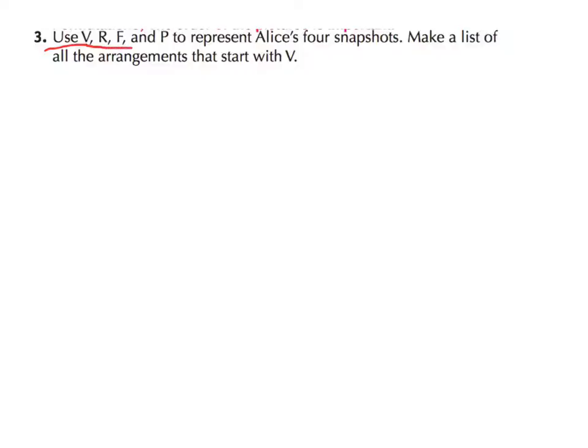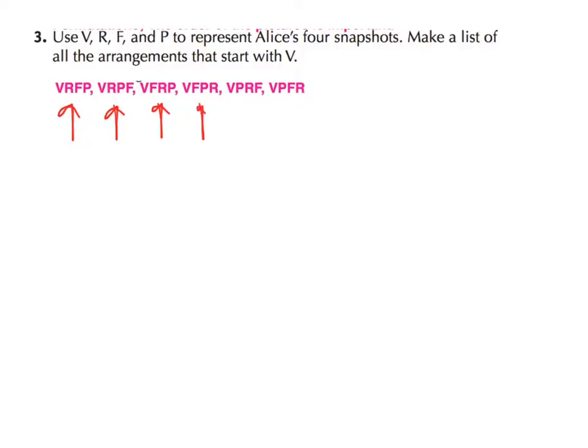Use V, R, F, and P to represent Alice's 4 snapshots. This is the picnic one. Make a list of all the arrangements that start with V. So your arrangements, the V snapshot must be first. So what are the different arrangements you can make? You can make VRFP, VRPF, VFRP, VFPR, VPRF, VPFR.